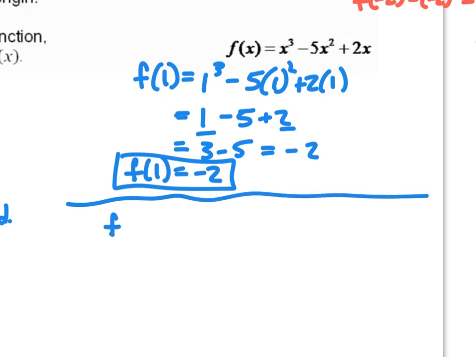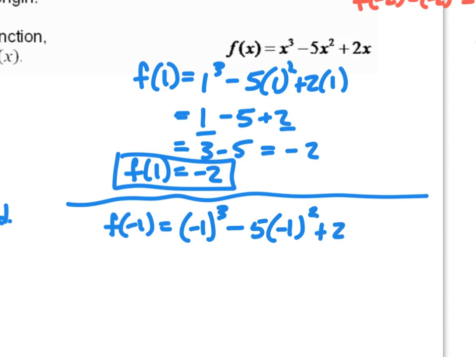Okay, so if I do f of negative 1, then if the function is going to be odd, I should get positive 2 out of this. So let's just see what we get. If I do negative 1 cubed minus 5 times negative 1 squared, and then plus 2 times negative 1.